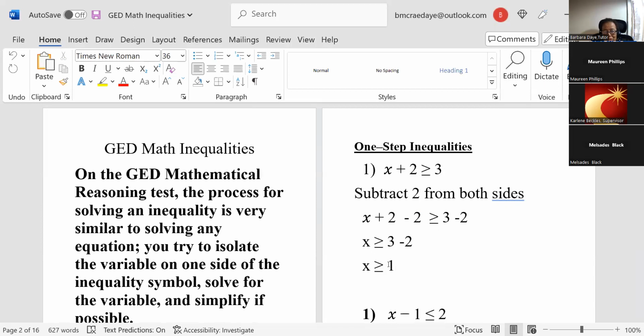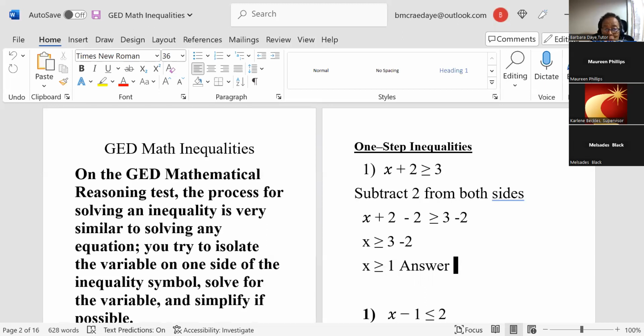Any questions on number 1? So you're saying X is greater than or equal to 1. Yes, that's our answer. So X can be equal to 1, or it could be greater than 1, right?